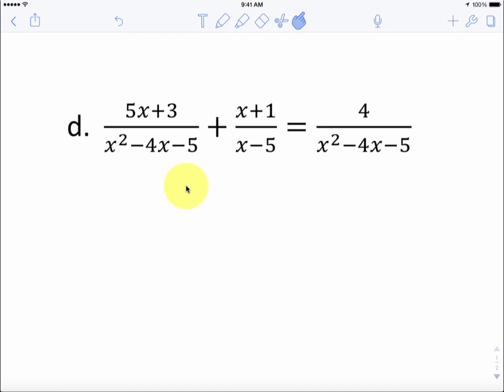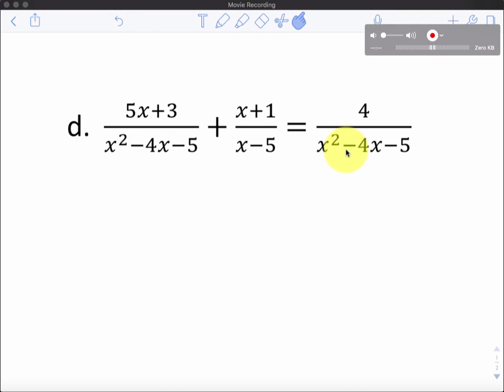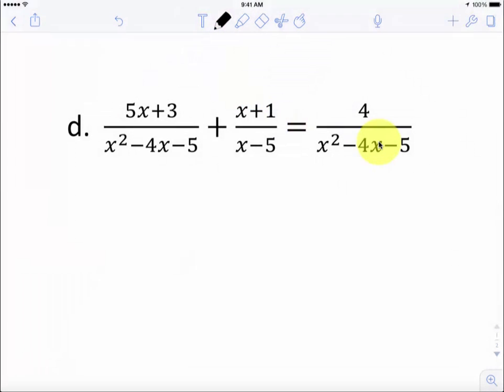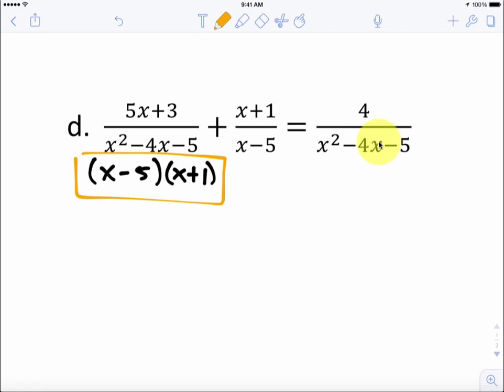Same idea as before, we need to find our least common multiple of these denominators. And I think it'll be a lot easier if we go ahead and factor this denominator right here, which happens to be the same as that denominator right there. I hope you know how it factors. It factors as x minus 5 times the quantity of x plus 1. So I hope it's clear that this right here is the least common multiple of our denominators.